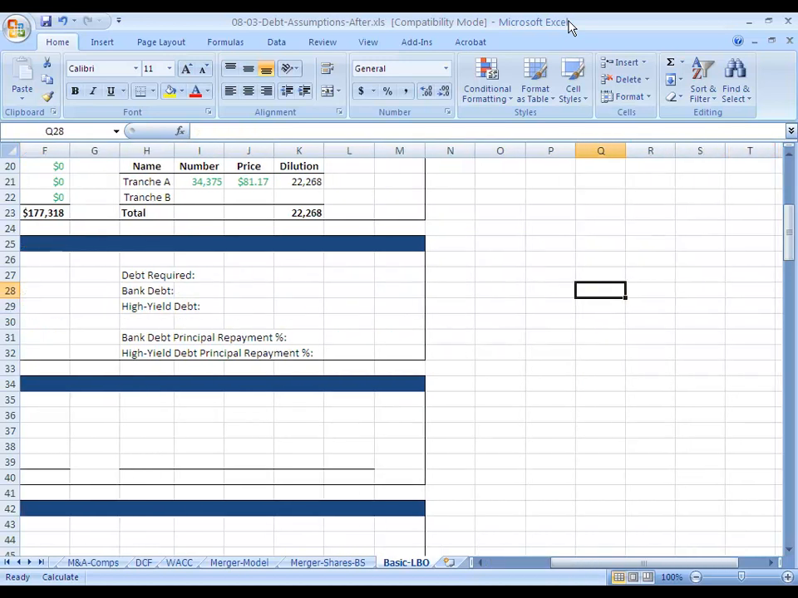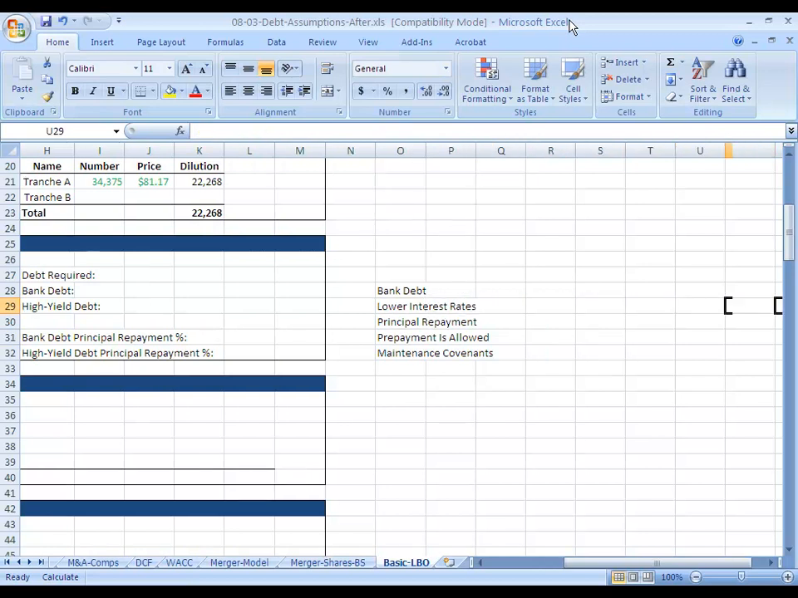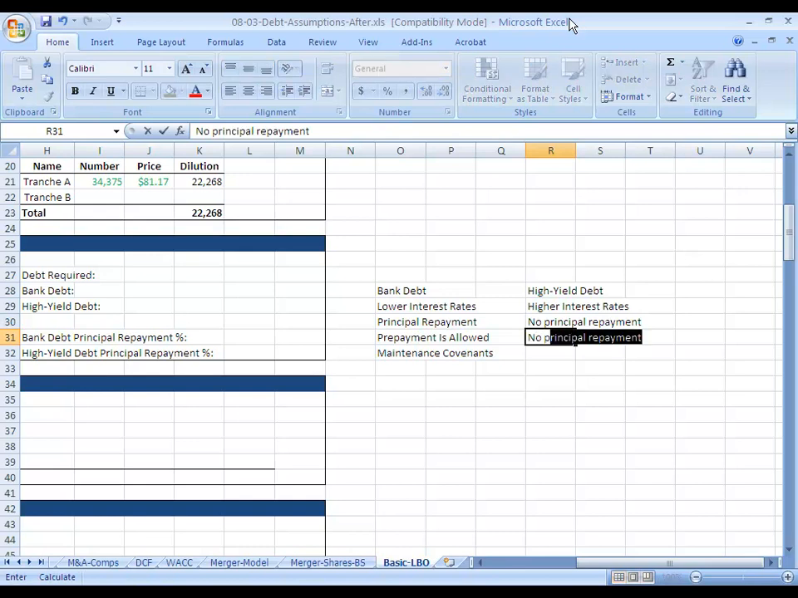The basic differences here are that with bank debt, you tend to have lower interest rates, you have principal repayment, prepayment is allowed, and you have maintenance covenants. With high yield debt, by contrast, you tend to have higher interest rates, there is no principal repayment, there is no prepayment, and you have incurrence covenants.